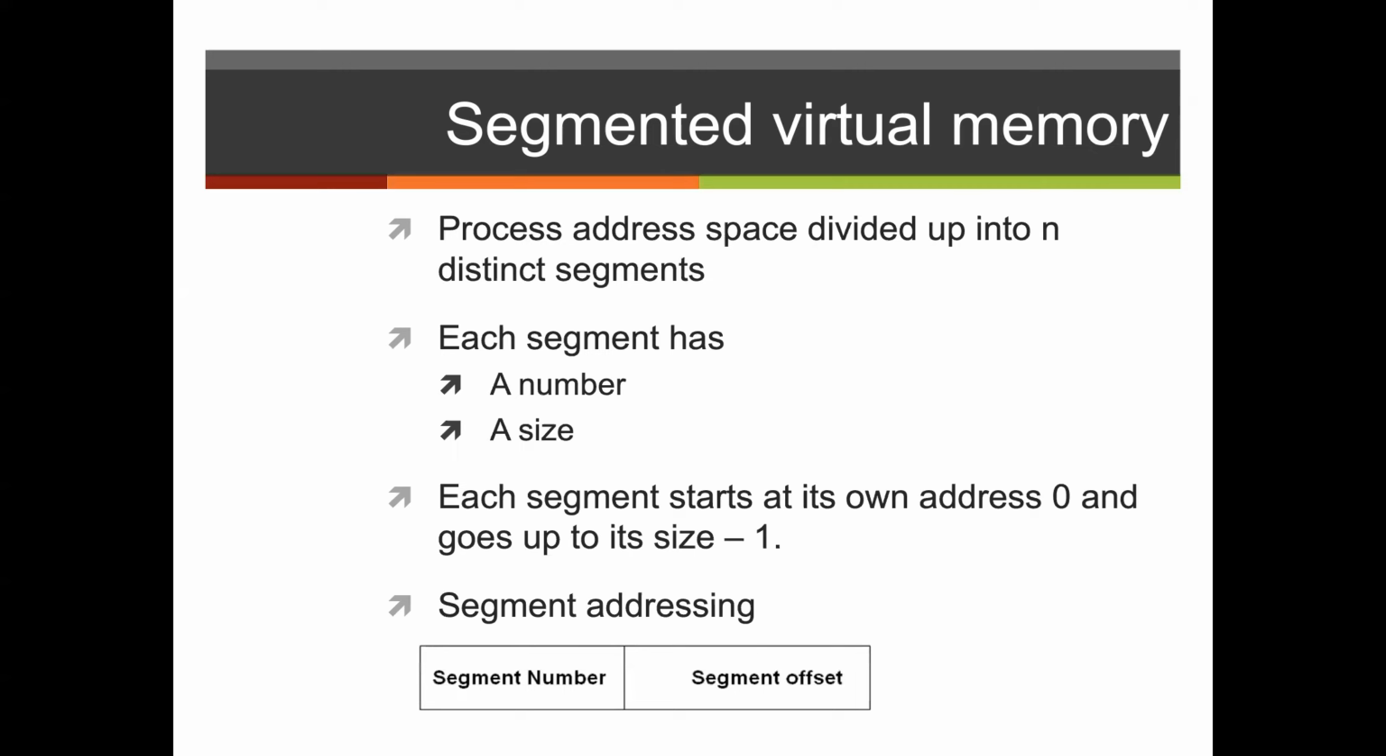And so what does a segmented virtual memory look like? It's going to have the process address space divided up into n distinct segments. For each segment, we're going to have a number as well as a size to represent the segment. Each segment will start at its own address of 0, and it's going to go up to its size minus 1. The typical format for the segment addressing will be that we'll have our segment number as well as our segment offset.